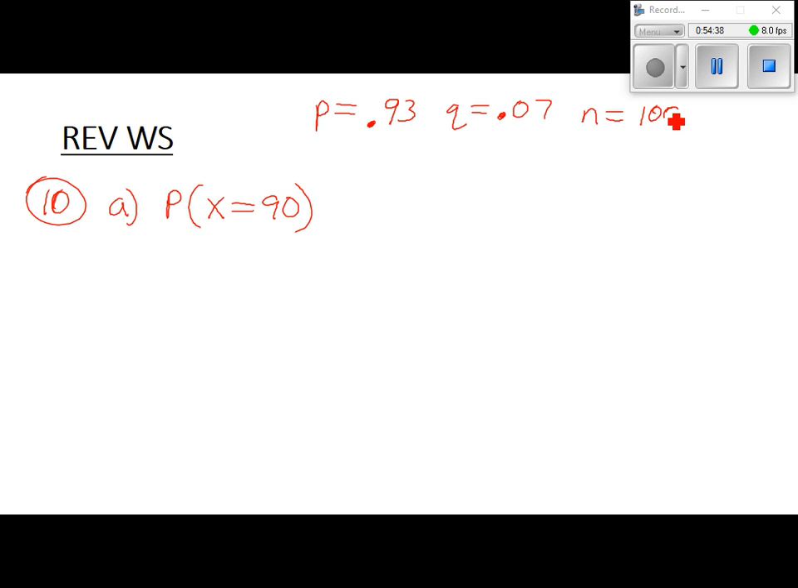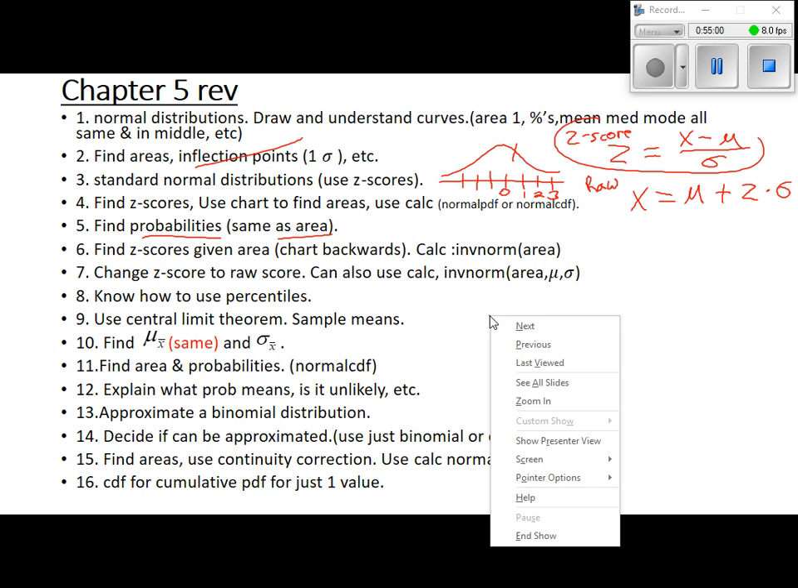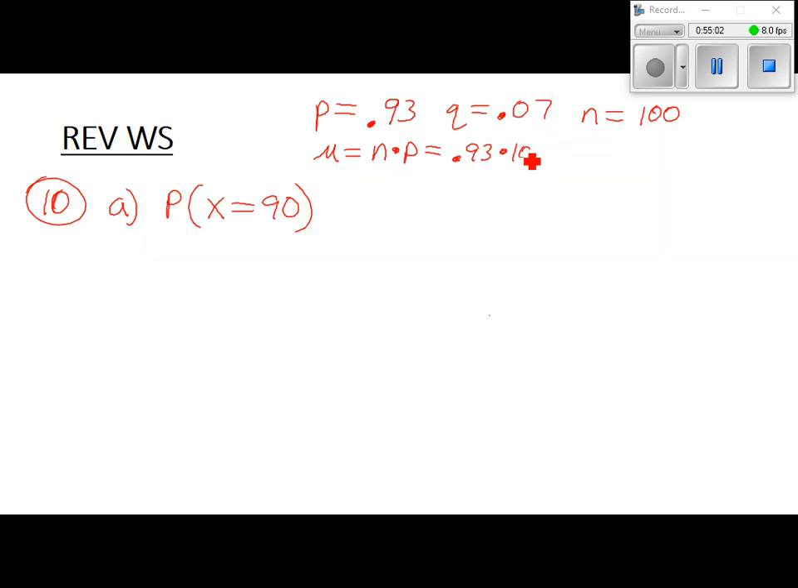First thing we need to figure out is what the mu is. Remember, mu is just N times P. So that's 0.93 times, oops, I did it backwards. Is that going to screw anybody up? N is 100. What's 0.93 times 100? 93.